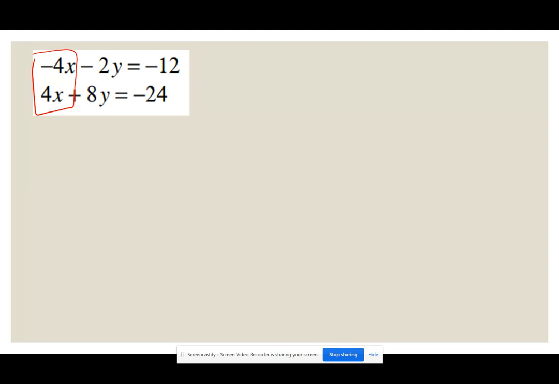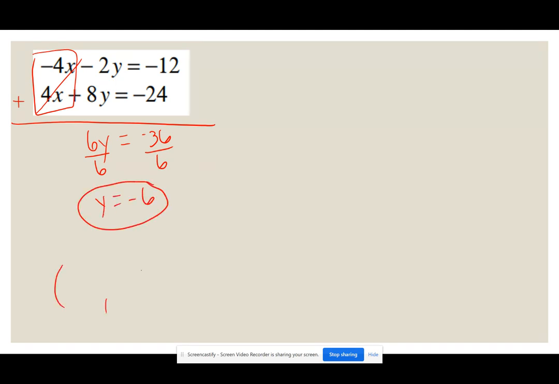Well, they're different. So since they're different, we're going to add these two equations together. And the goal is we want them to cancel out. So -4 plus 4 does give me 0, so it cancels out. All right, so -2 plus 8, that's like saying 8 minus 2, 6y. And -12 plus -24 is -36. All right, now I can solve for y. So I'm going to divide both sides by 6, and I get y equals -6.